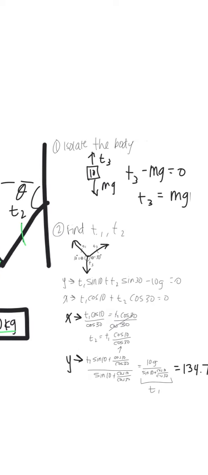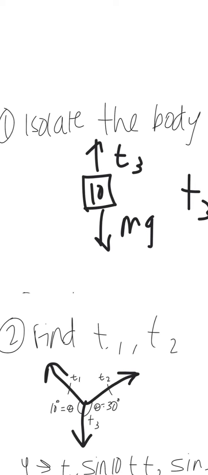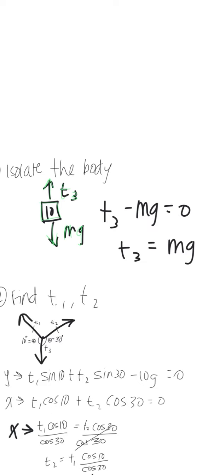So, the first thing we did was see what forces are acting on the body of 10 kilograms, and the forces that are acting on it are the tension T3 and also the mass times the gravity of the object. Now, in order for this object to be in equilibrium, or not moving, the net force has to equal 0. So that means that the tension 3 and the mass times the gravity are equal.